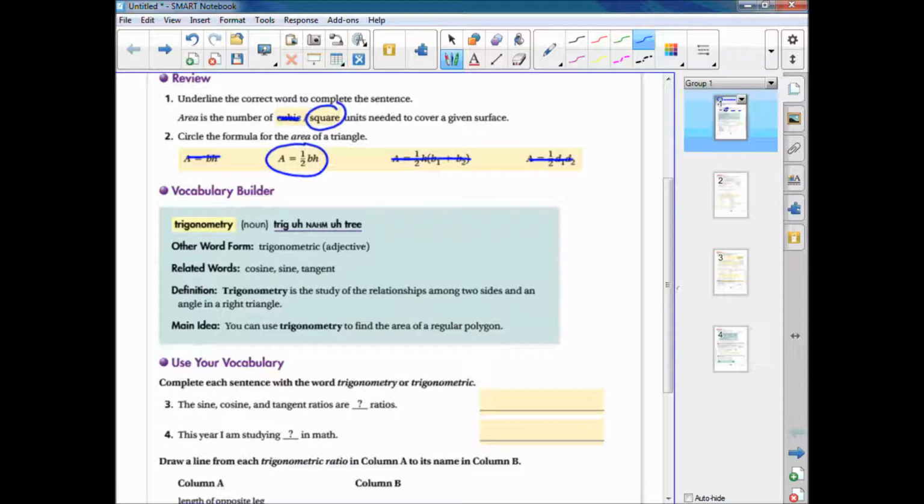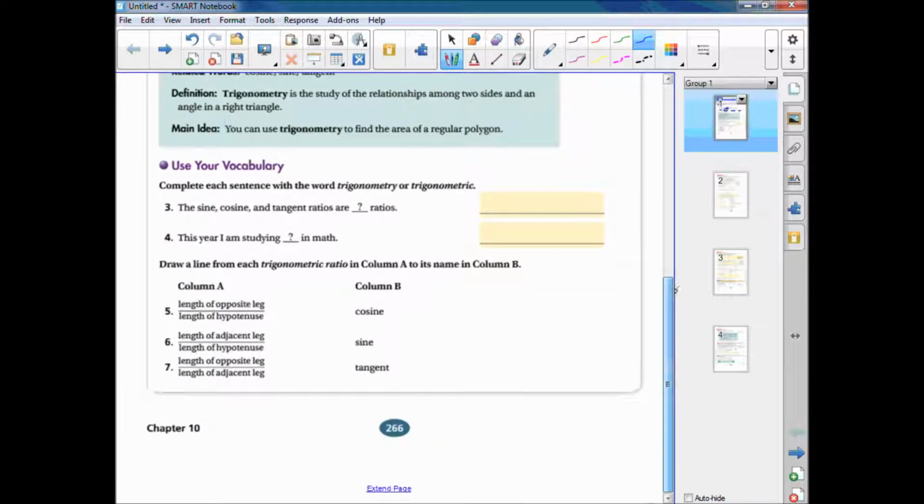Vocabulary builder: trigonometry. Other word form, trigonometric, that's an adjective. Some related words are cosine, sine, and tangent. So we spent some time on our trig before. Definition: trigonometry is the study of the relationship between two sides and an angle in a right triangle. So our main idea is you can use trigonometry to find the area of a regular polygon because they're going to have right triangles embedded inside of them.